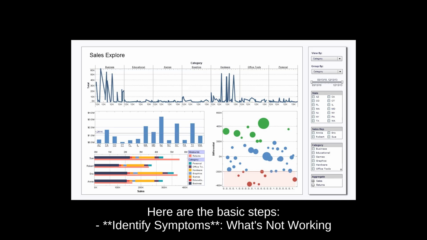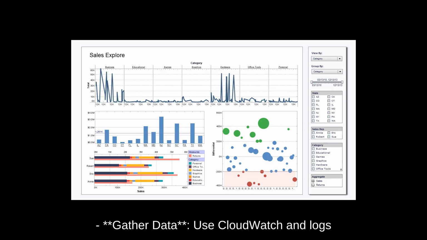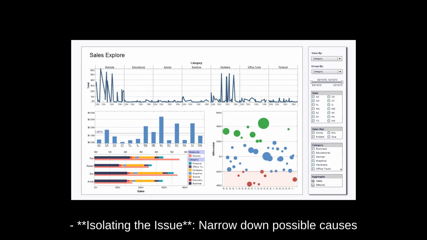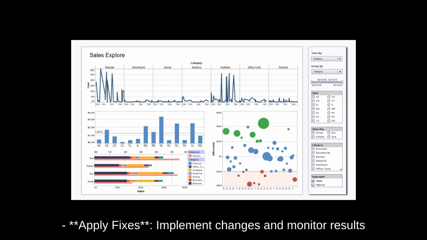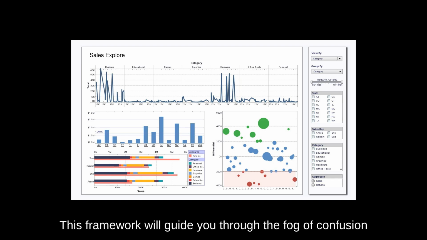Here are the basic steps: identify symptoms, what's not working. Gather data, use CloudWatch and logs. Isolate the issue, narrow down possible causes. Apply fixes, implement changes and monitor results. This framework will guide you through the fog of confusion.